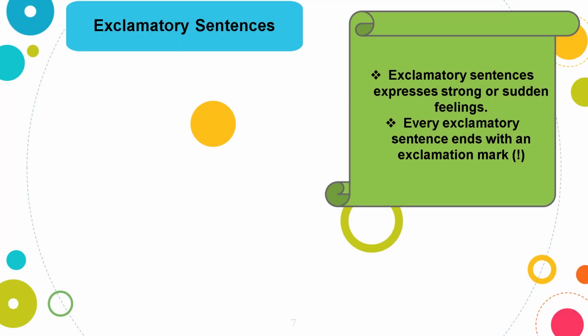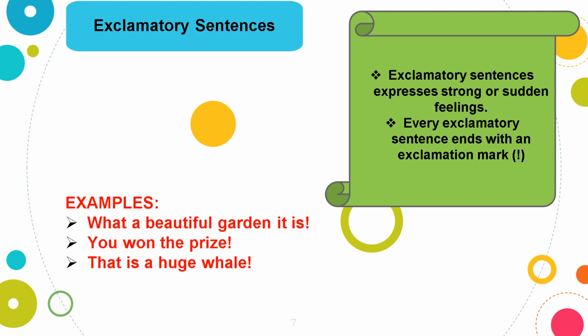Now let us study the last type of sentences, that is the exclamatory sentences. These sentences express strong or sudden feelings. They express an emotion and therefore every exclamatory sentence ends with an exclamation mark. A few examples of exclamatory sentences are: What a beautiful garden it is! You won the prize! That is a huge whale!